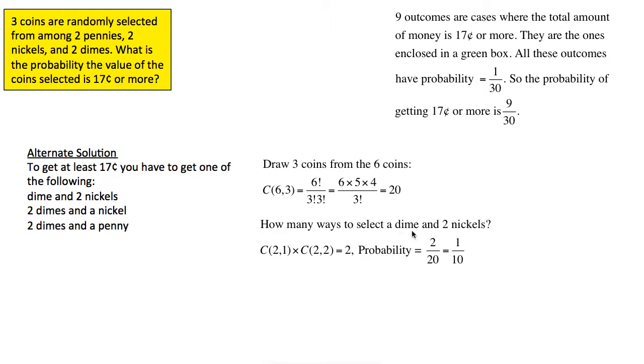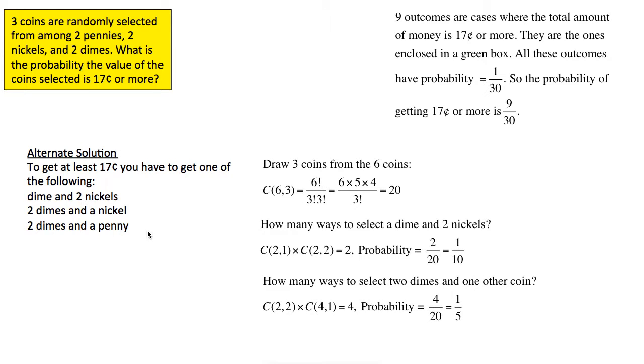If we're going to be getting a dime and 2 nickels, then we have to be picking one of the 2 dimes and both of the 2 nickels. Combinations of 2 things choosing 1 is 2. Combinations of 2 things choosing both of them is just 1. So that's 2 times 1, or 2. That counts that 2 of the 20 total outcomes are cases that give us a dime and 2 nickels. So the probability of getting a dime and 2 nickels would be 2 chances in 20, which is 1/10.